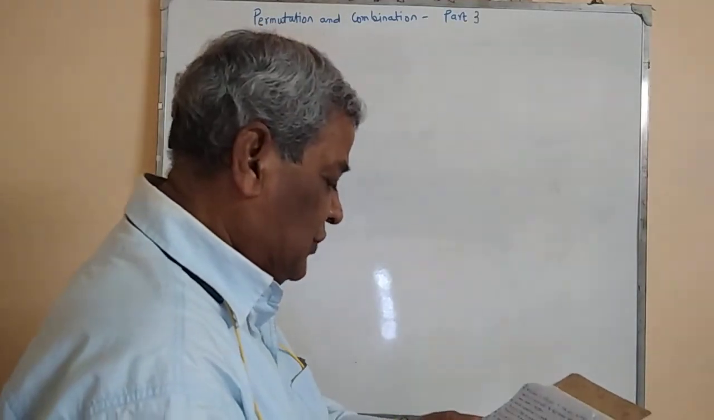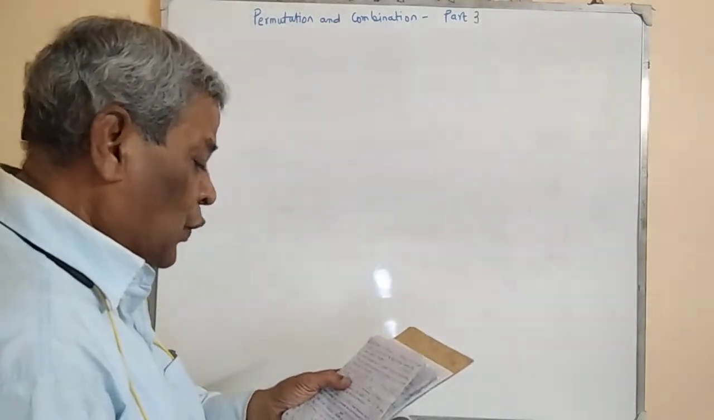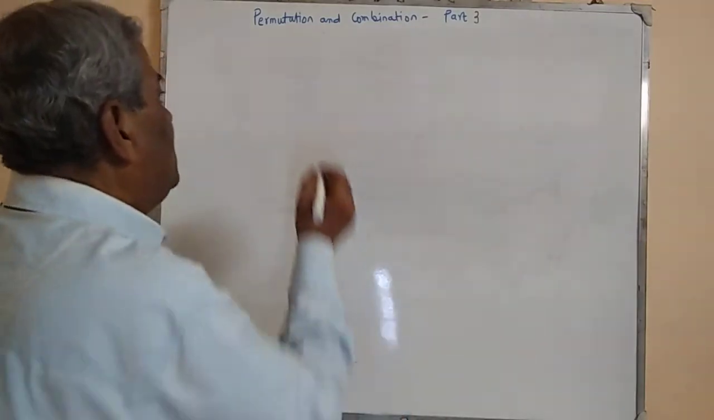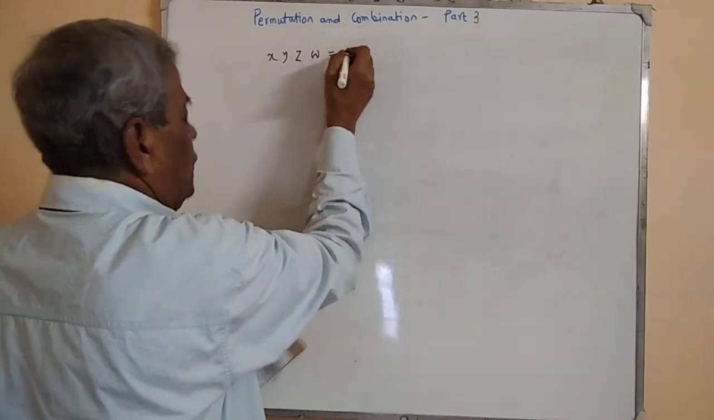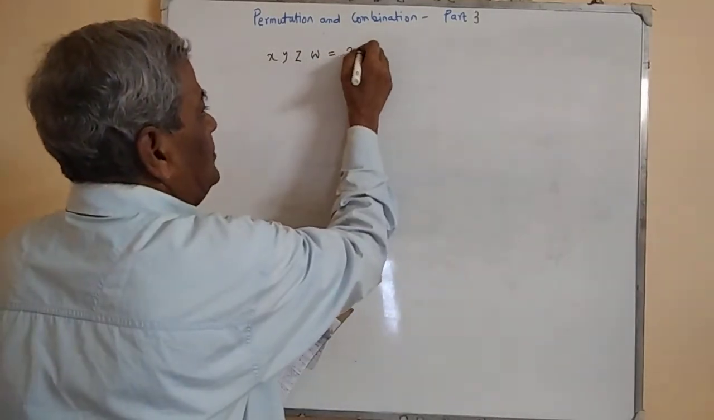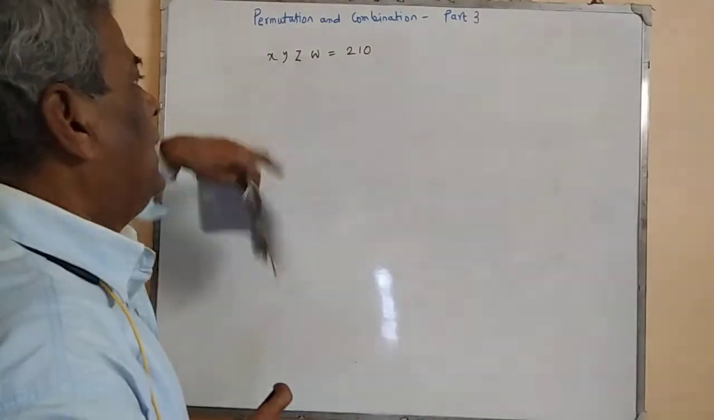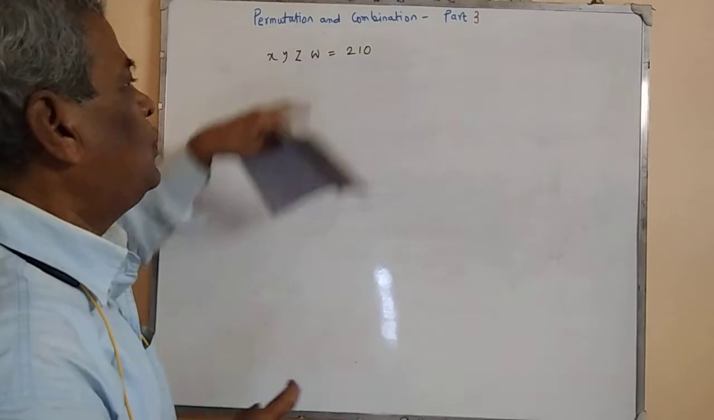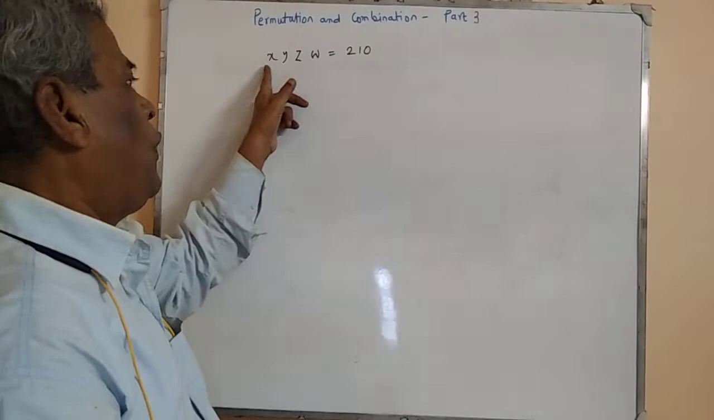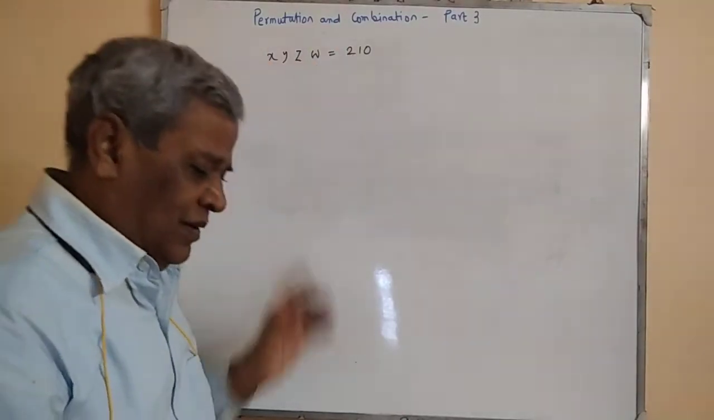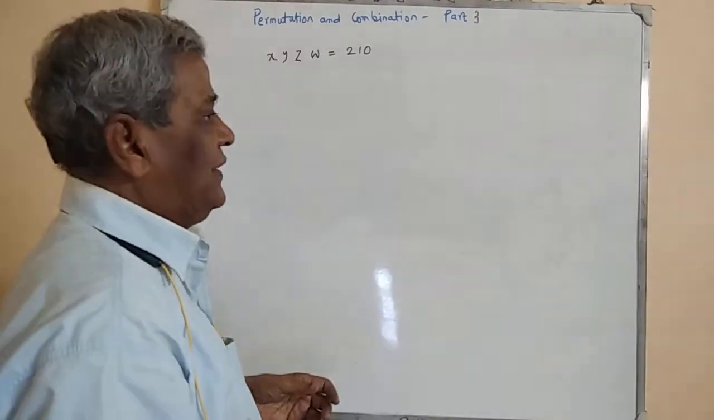X, Y, Z and W are real variables. Then find the total number of integral solutions of the equation X, Y, Z, W is equal to 210. This is an algebraic equation. X, Y, Z, W all are variables. So 4 variables are there. Their product is 210. Then how many possible solutions are there?